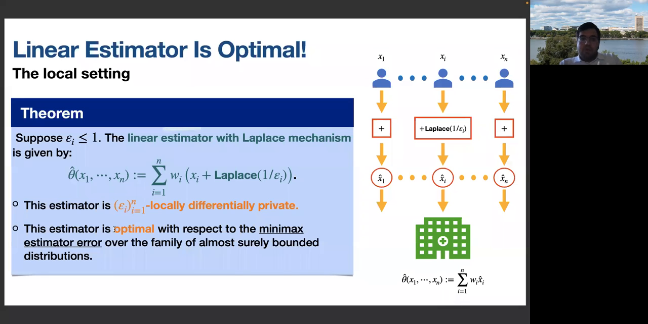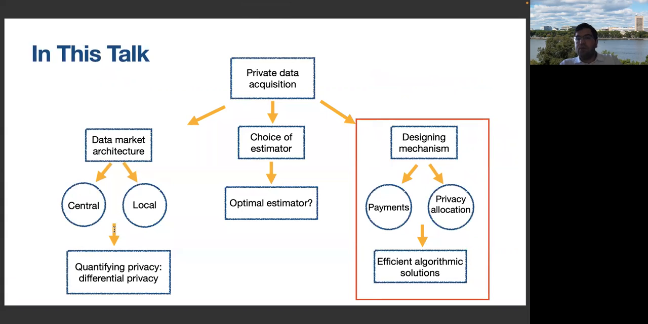So far we talked about the choice of linear estimator when epsilon 1 to epsilon n were given. For the last part of the talk, we are going to talk about how we endogenize these epsilon i's and how we allocate the compensations.